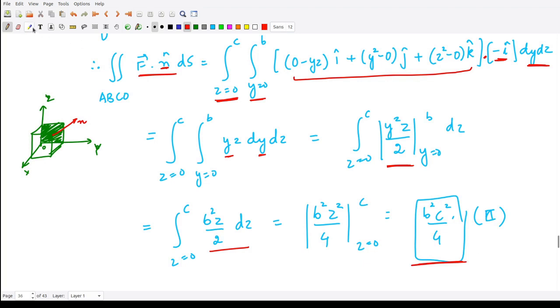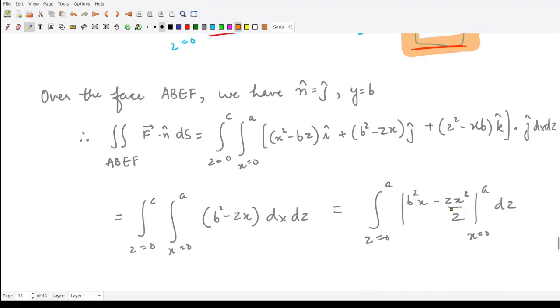So this is your second value which is required for the calculation of surface integral. So mark this as some quantity. Okay. Next, for the face ABEF. Now let me draw the figure once more.